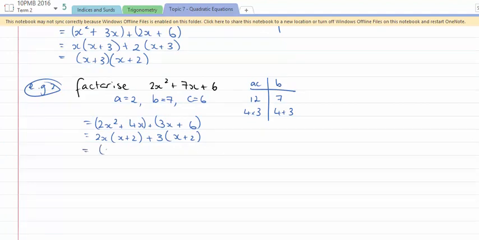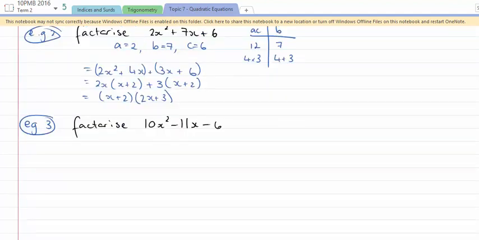We let x plus 2 be our common factor, and we're left with 2x plus 3. So there again we have a fully factorized quadratic. Now we're going to look at factorizing 10x squared, take 11x, take 6.